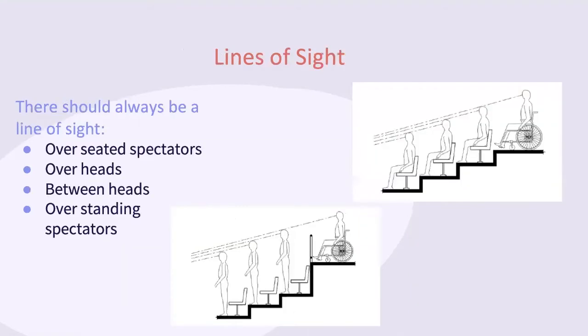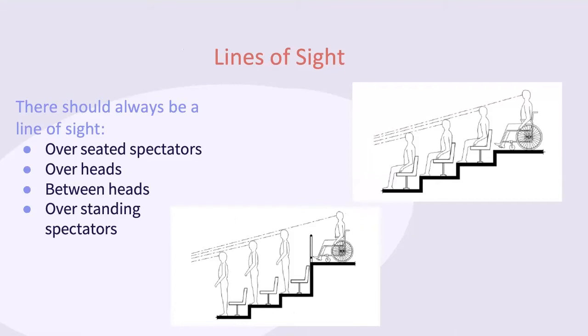Okay, and then next is lines of sight. At any event with like a screen or a performance area or a playing field, spectators in wheelchairs should have a line of sight over other people's heads or other spectators in general. And the line of sight that should exist is kind of based off the line of sight that someone would have in any non-wheelchair space.